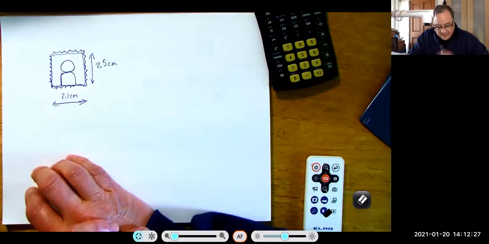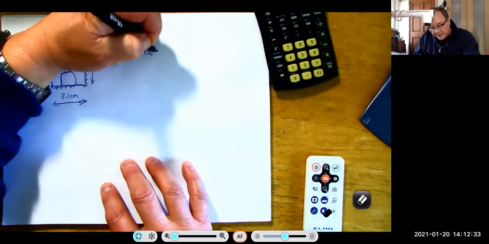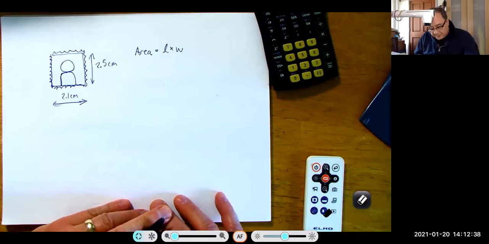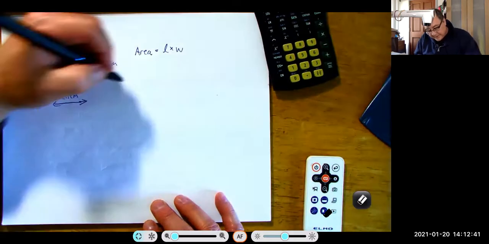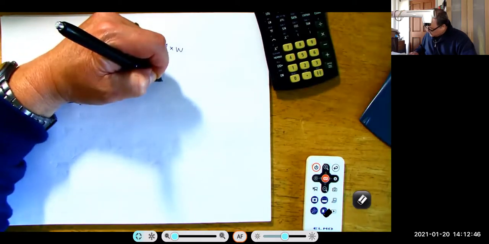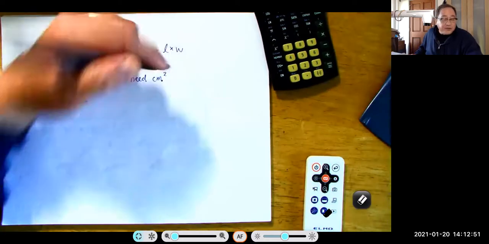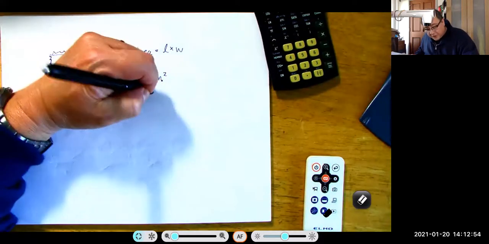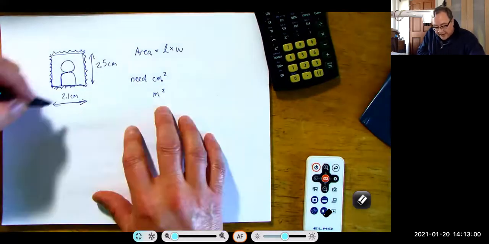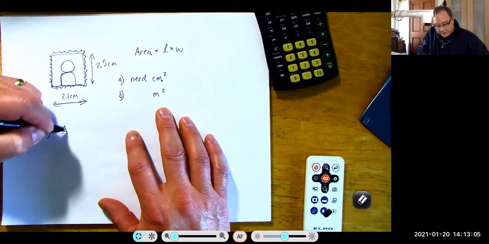So we need to know that area is equal to length times the width. So if we need centimeters, square centimeters is what they say. That means centimeters to the second power. And meters, square meters, which is meters to the second power. We'll call this A and we'll call this B. For A, all we have to do, I'm going to use the symbol A for area.